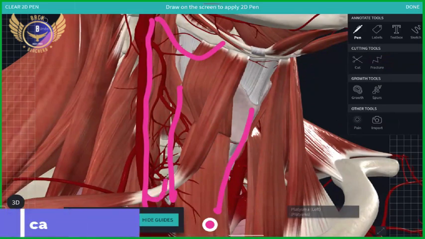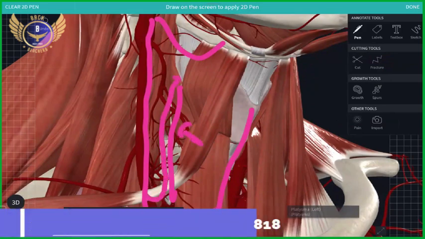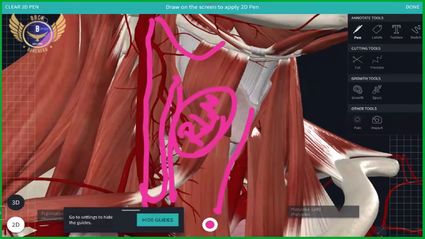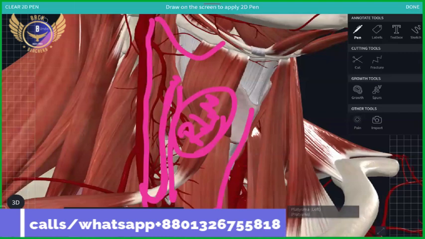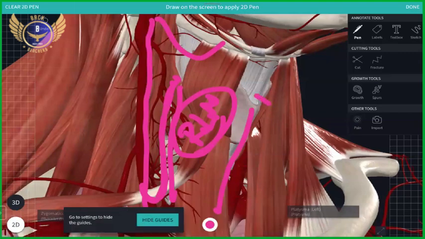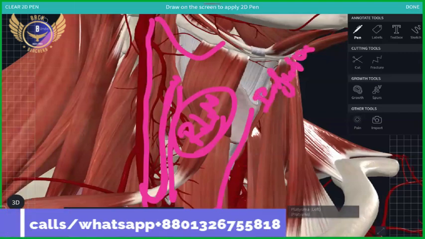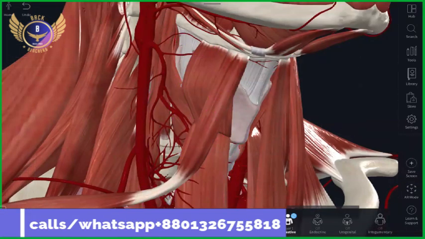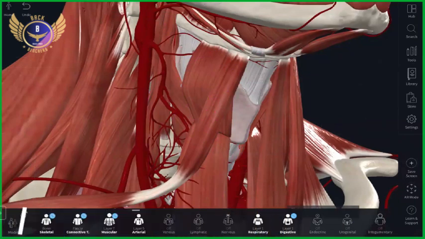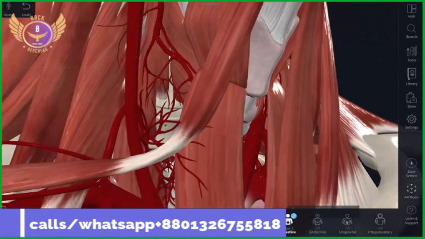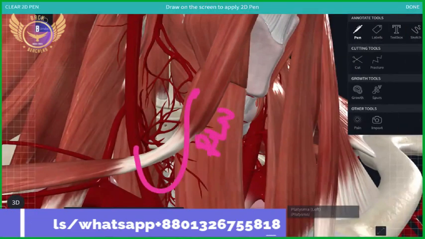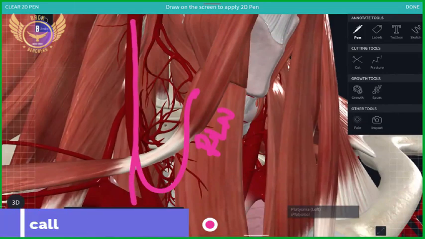Vagus returns and gives a recurrent laryngeal nerve. Because it returns, that's why it's called recurrent laryngeal nerve, but it's basically the inferior laryngeal nerve. So the inferior laryngeal nerve is the recurrent laryngeal nerve. Very simple and easy. All of you know it. Still, I just explain so you remember better. So the recurrent laryngeal nerve, RLN, comes from vagus. Superior laryngeal nerve comes from vagus.